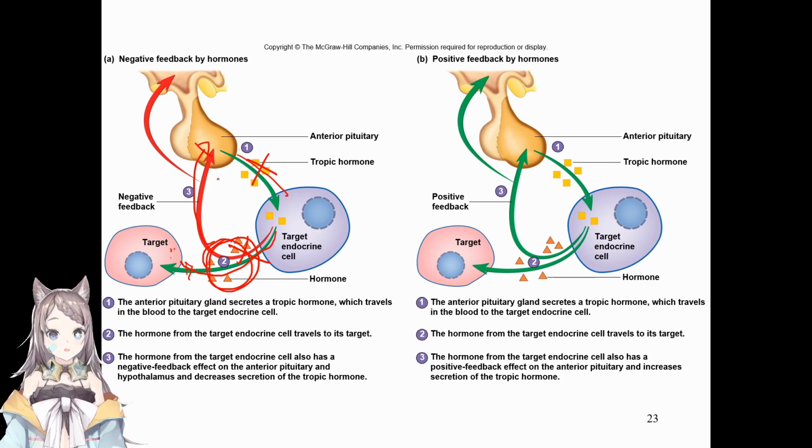Positive feedback, on the other hand, is the opposite. You have your tropic hormone that targets the endocrine cells. The target endocrine cells will release the hormones, and more of the hormones will actually cause more production of tropic hormones, meaning it is a cycle.